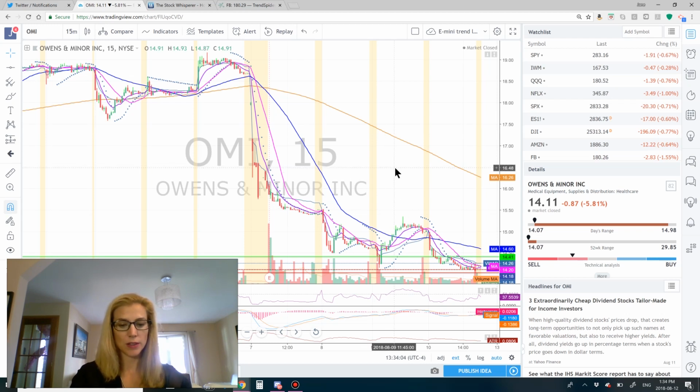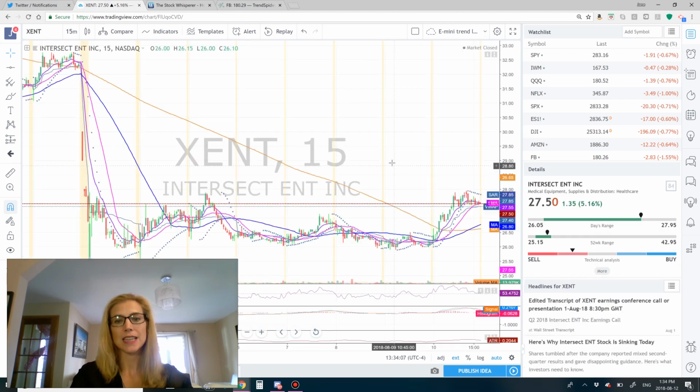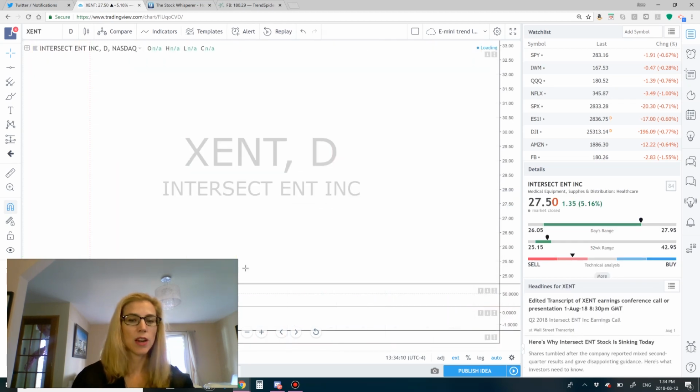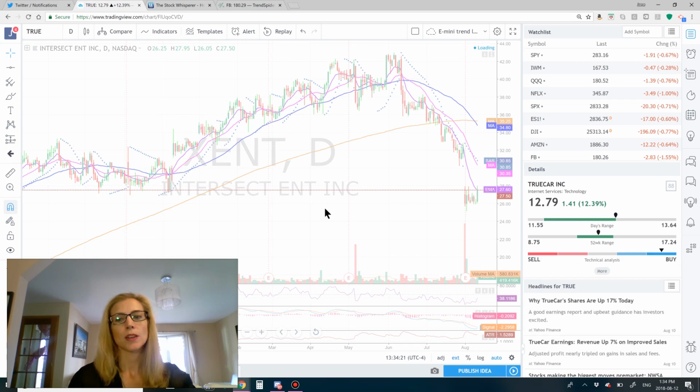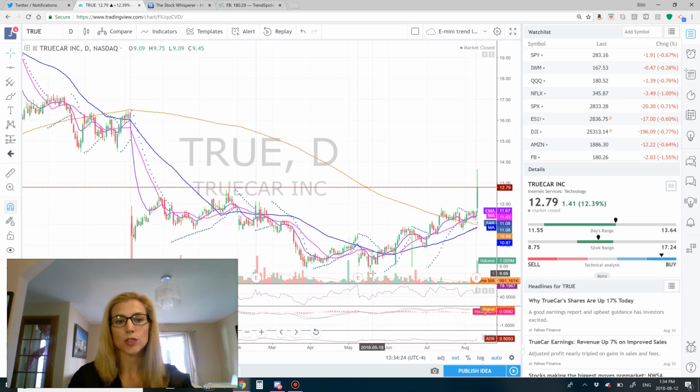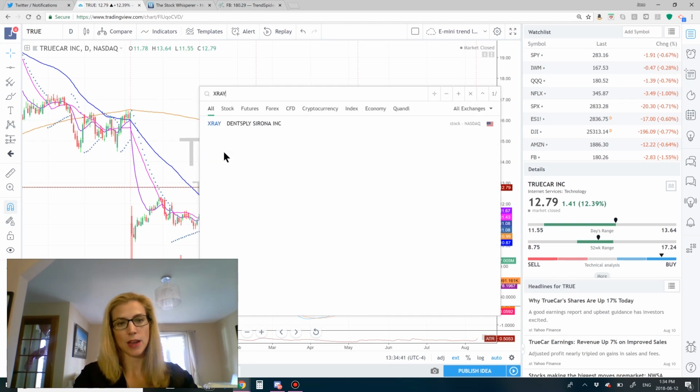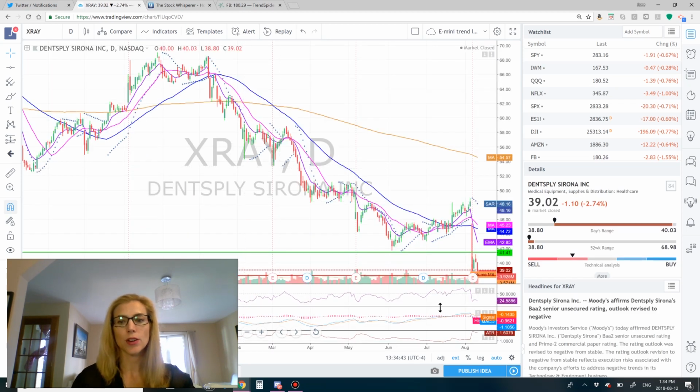I do have a couple on the long list to watch. XENT, I would keep this on watch right here. It is looking like it could fill a gap. You see right here, this 28 level, if it does break it, it looks like it could continue on up and fill up that gap right there. Also TrueCar does look like it has been surging up from this 8.65 level, and it did break out here. So I would look for it to hold the support level of 12.65. If it does, it looks like, again, it does have more of a gap that it could fill up for $2 to the upside.